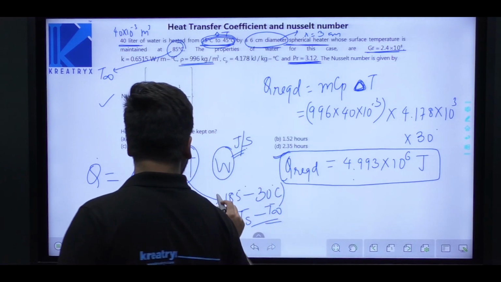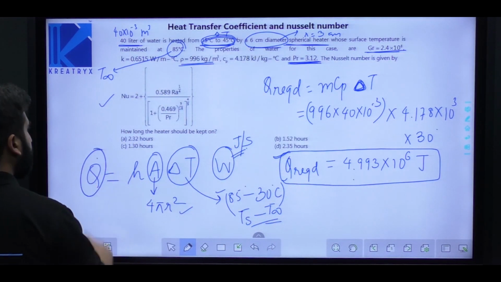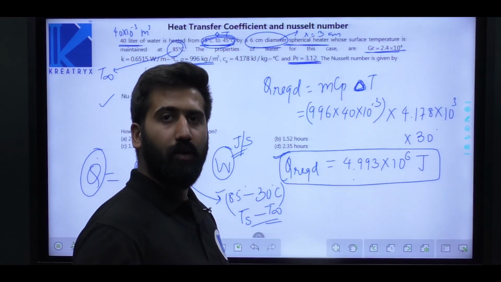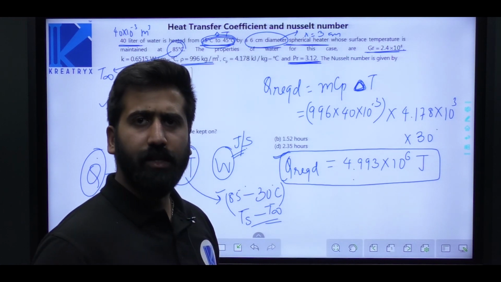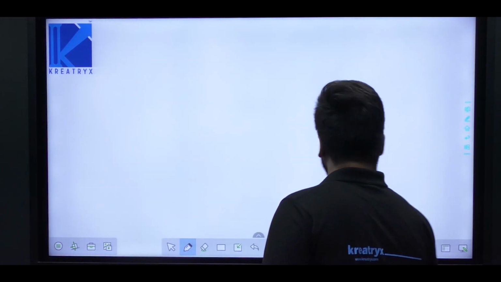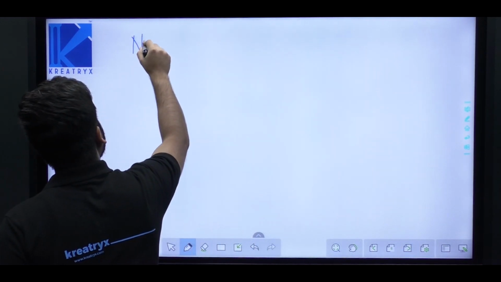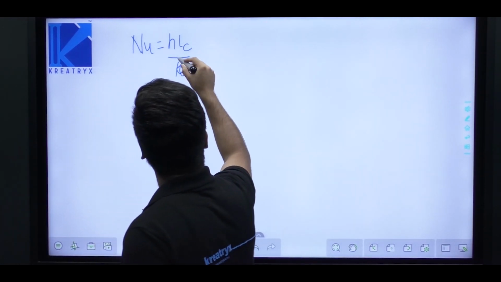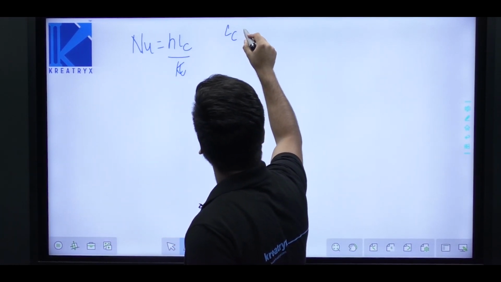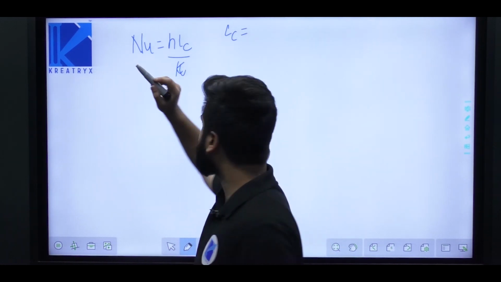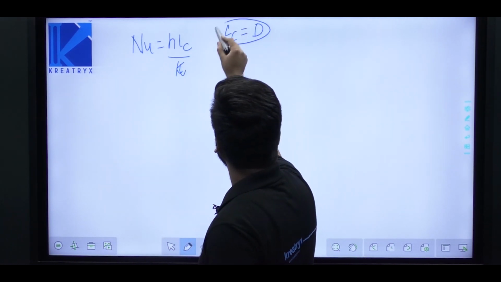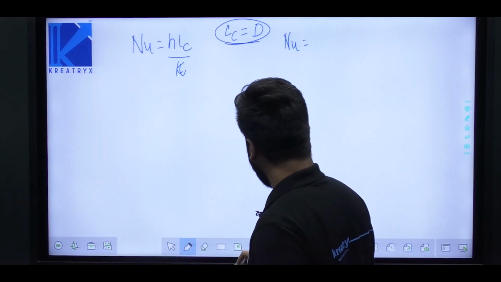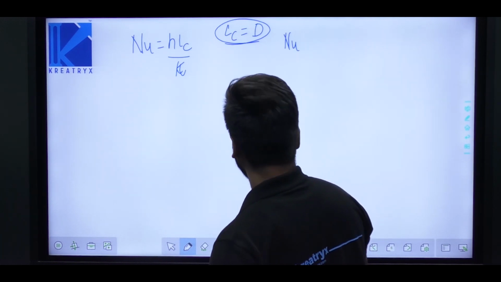So area you know, delta T you know, you have to find Q dot, but for that you need h. And we have the relationship of Nusselt number with us, and Nusselt number is equal to h Lc by k. What is this Lc? Lc is the characteristic dimension, and for a sphere, the characteristic length is its diameter. So can you find the value of Nusselt number from this expression? What is this expression?